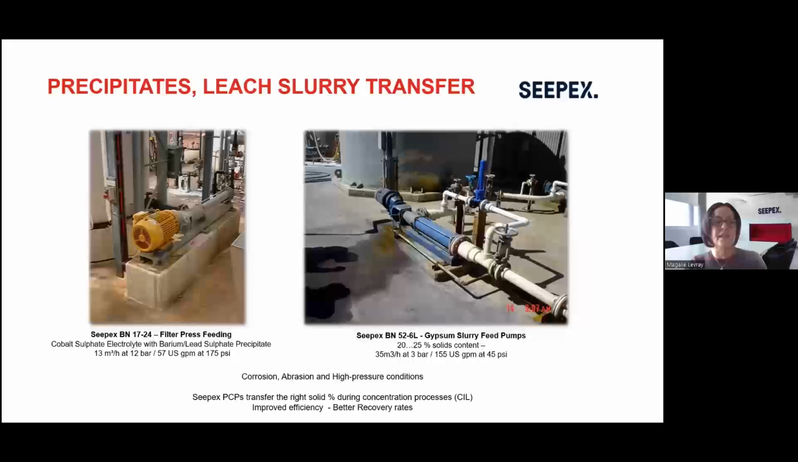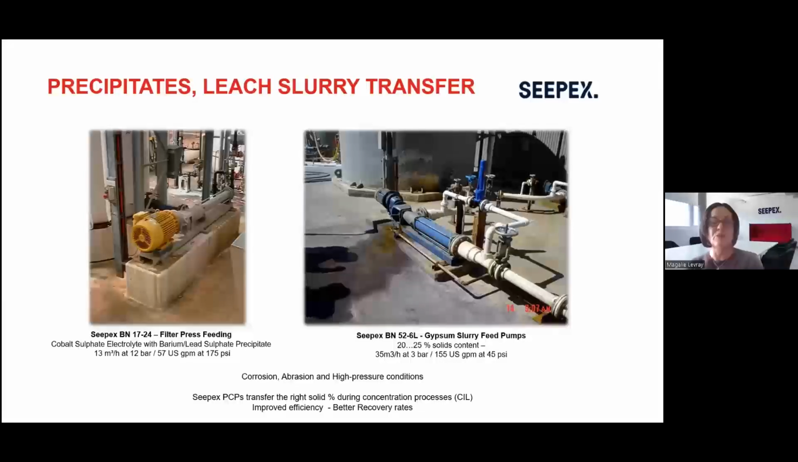In another application, when we move to a leaching process, we're going to have precipitates or leach slurry, and we can have applications where we have to transfer to a filter press. That means we're going to have abrasion and corrosion coming from the chemicals used in the leaching process, whether it's sulfuric acid or cyanide. We really have that combo of abrasion, corrosion, and high pressure. So here again, the ideal choice is to use progressive cavity pumps for this application.